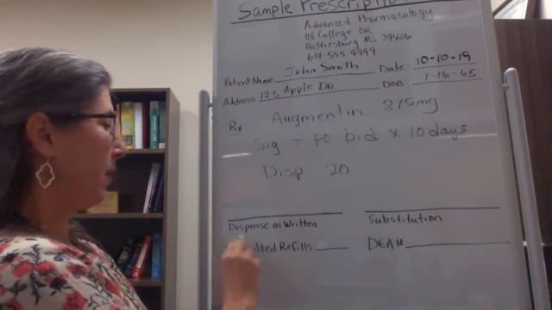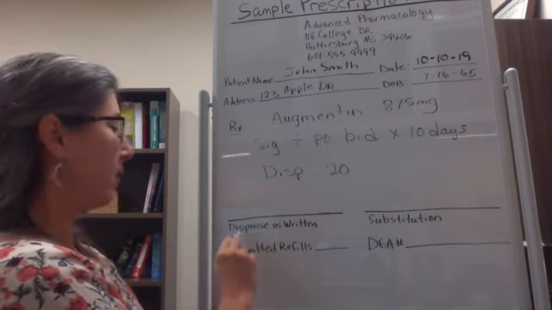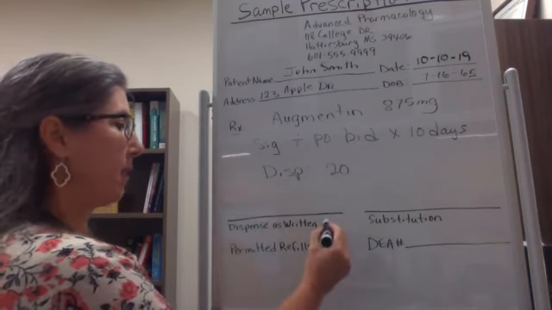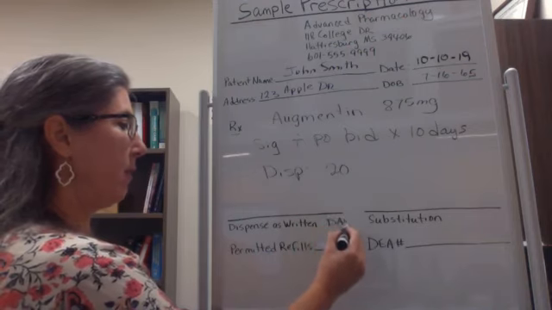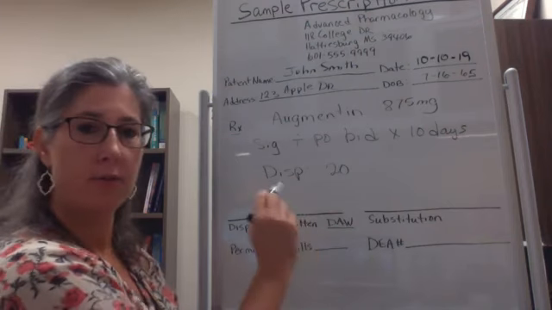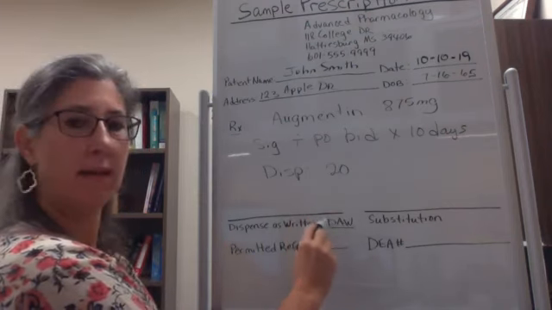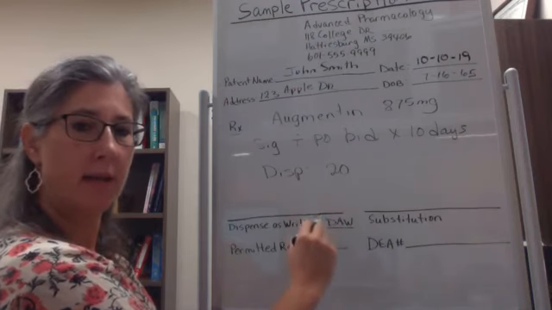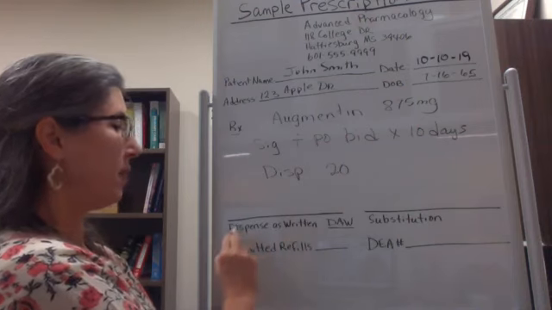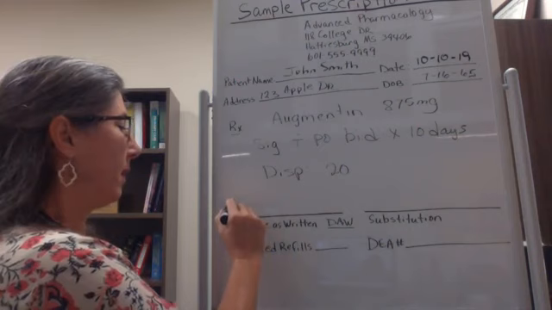If I want the patient to have name brand only, no substitution, then I would sign my name, dispense as written. You may see this also as DAW. That could be a box in the electronic record that you click to dispense as written. If that box is not clicked, then the pharmacy automatically will dispense the generic. So if I want dispense as written, Augmentin name brand only, I would sign my name here.